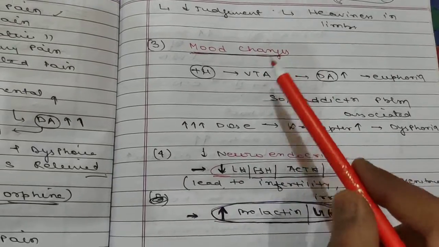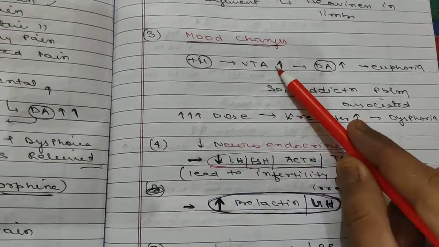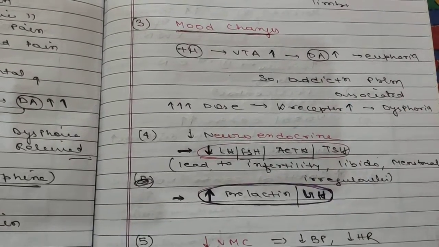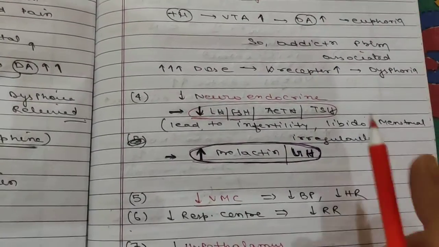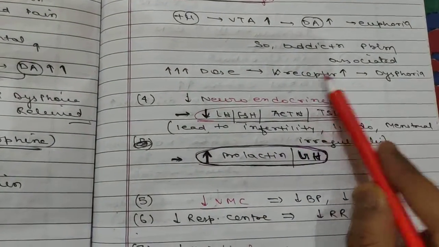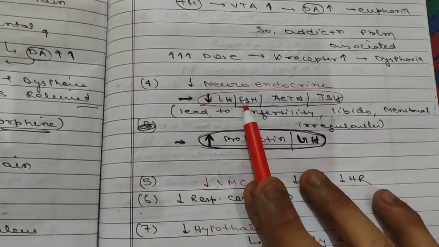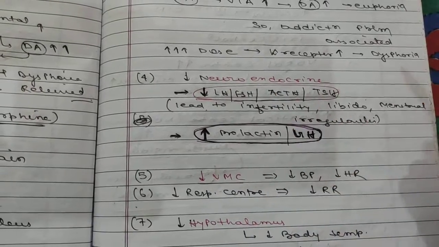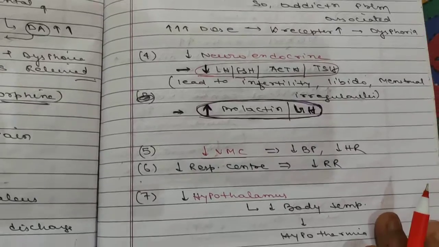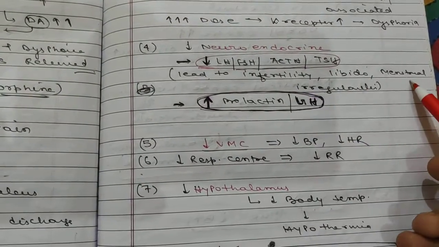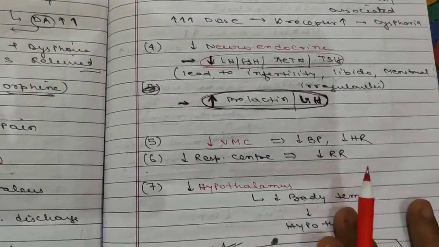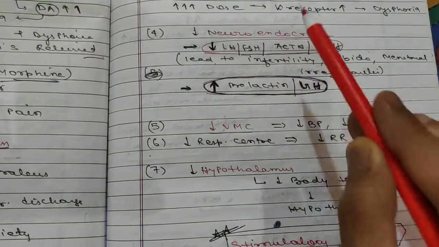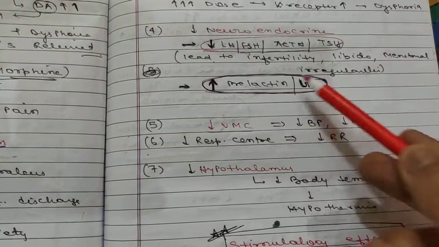Now the third is mood changes. The mu receptor is stimulated, the ventral tegmental area is stimulated, dopamine increases, and that causes euphoria, so it will lead to addiction-like problems. In high doses it also stimulates the kappa receptor, so there will be dysphoria. The fourth is that it suppresses neuroendocrine secretions: LH, FSH, ACTH, TSH will all be suppressed. Clear? It can lead to infertility, loss of libido, menstrual irregularities. But it will increase prolactin and growth hormone. So these four are suppressed, but prolactin and growth hormone can increase.